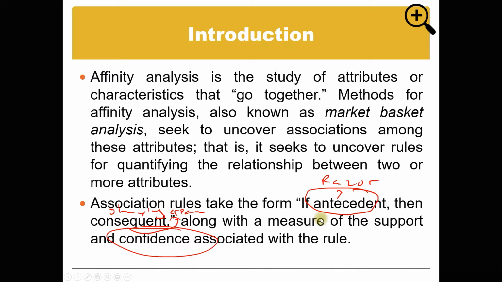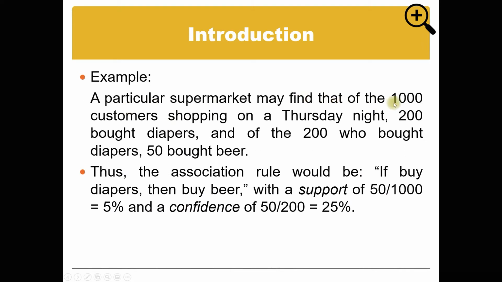So I'll get into an example just to show you how it looks. A particular supermarket may find that there are 1,000 customers shopping on a Thursday night. Of the 1,000 shopping on a Thursday night, 200 bought diapers, and of the 200 who bought diapers, 50 bought beer. Now, one of the association rules that can be derived from this example would be: if buy diapers, then buy beer. That's an example of an association rule. The antecedent here is diaper and the consequent is beer.